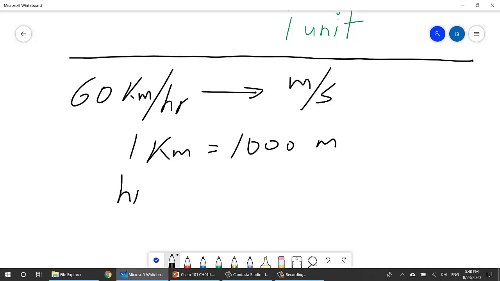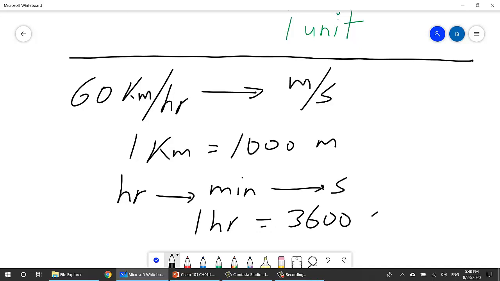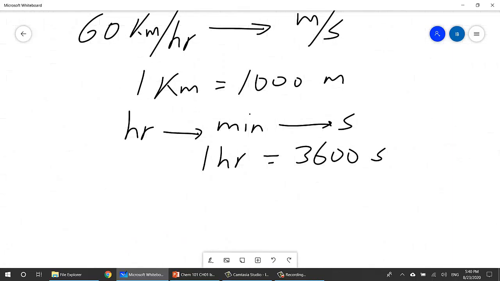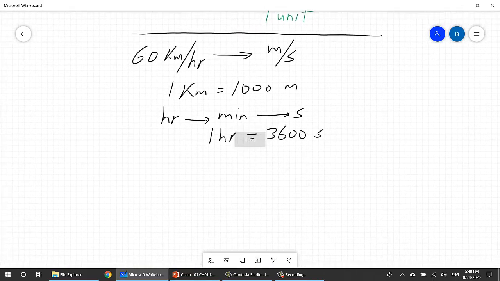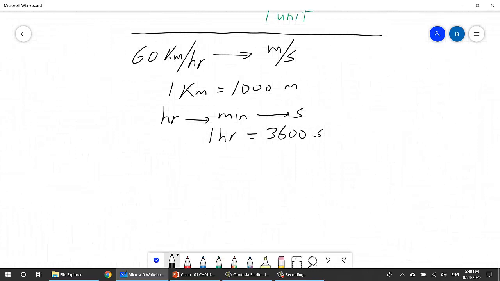You might also need to think about an hour to maybe 2 minutes to seconds. So there are 60 minutes in an hour, and 60 seconds in a minute. So 1 hour would equal 3,600 seconds, as you know. These are the conversion factors that you want to use to solve this problem. The way you do it, as I said, you always multiply, okay?